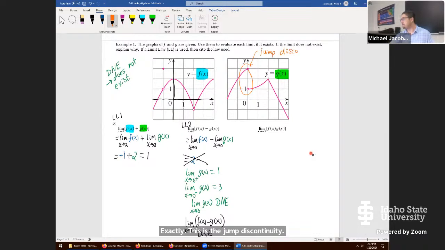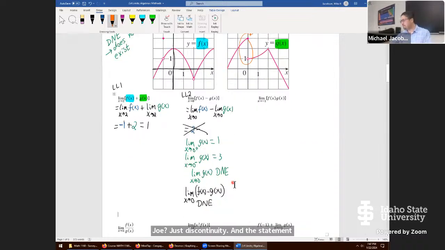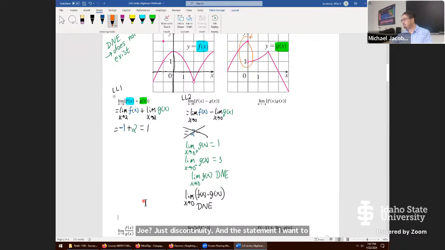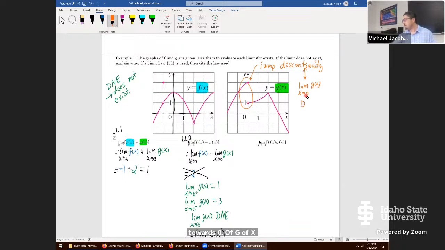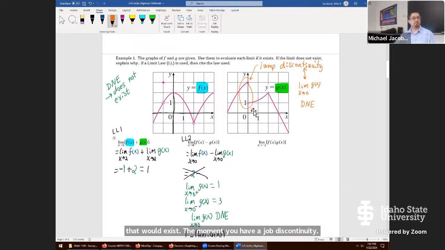Jump discontinuity. And the statement I want to make here, let me see if I can fit it in anywhere. Geez, that's going to be hard. Let's make it right here. When you have a jump discontinuity, the limit as x tends towards 0 of g of x, let's make it bidirectional, so this is if and only if, does not exist. You have to do the single-sided limits to get a limit that would exist the moment you have a jump discontinuity. So these are rough discontinuities for the purposes of dealing with limits. Unless you spot them, then you know that's a trickiness we'll get to and work around.